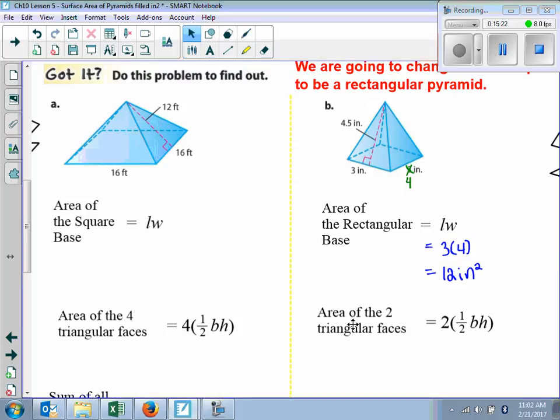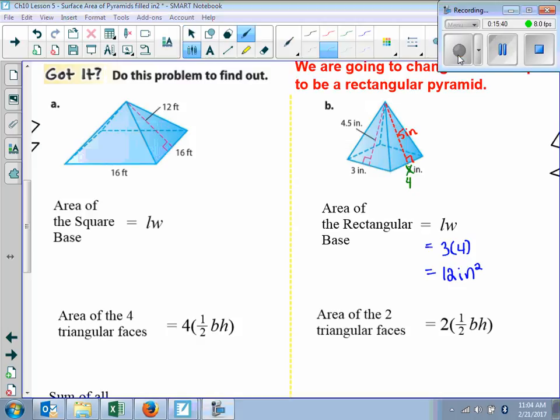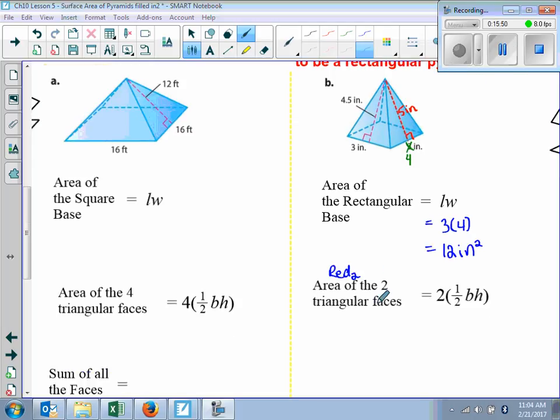Now we want to find the area of the two triangular faces that have a base of 3, and then we're going to do the same thing to find the other two triangular faces that have a base of 4. Okay? So one more change that we made in this example is that this slant height is going to be 5 inches. So we want to find the area of the two triangular faces that have the base of 4 and the slant height of 5.